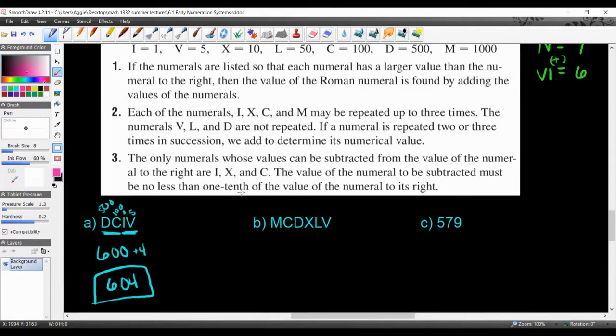Okay, this video is the second part of section 6.1, Early Numeration Systems. That'll be super quick. We're just finishing up the Roman numerals.